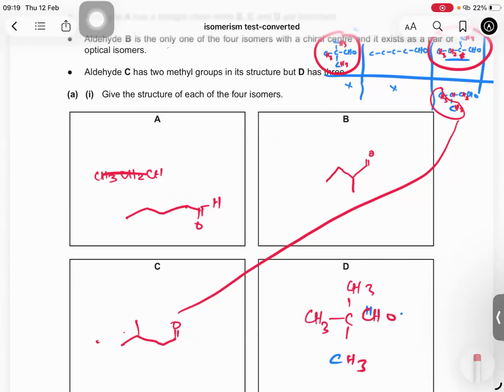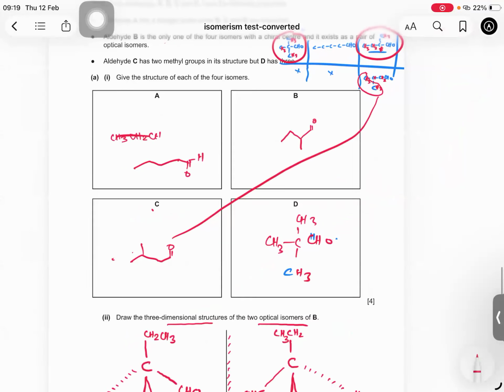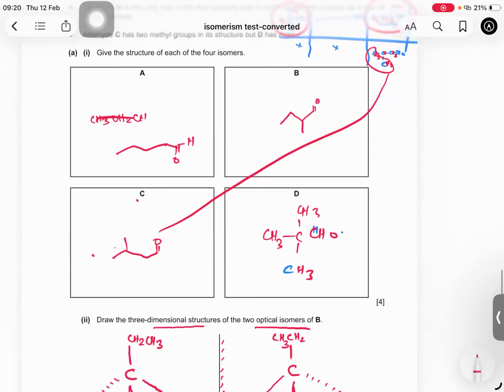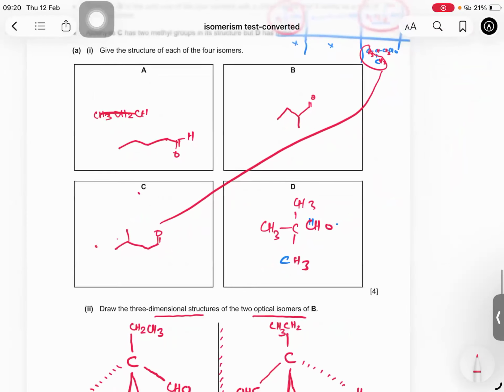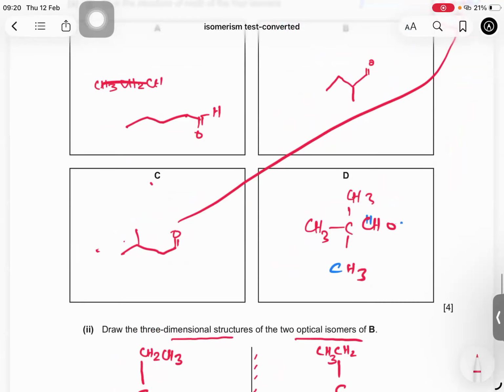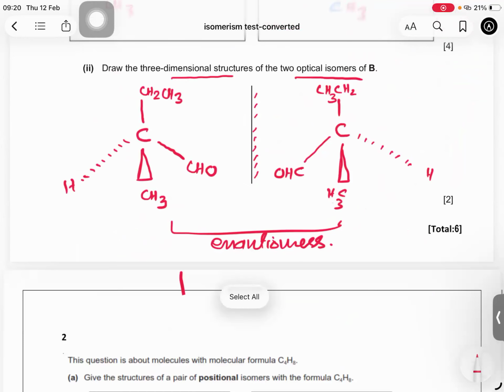या कर सकते हैं, no restriction. Okay, आपकी अपनी मर्जी है, you can draw anyone. Structures आप कोई भी draw कर सकते हैं. When he asks you to draw the structural formula, displayed formula or skeletal, then you have a restriction. दो है ना, ये वाला भी मिथाइल है और ये वाला भी मिथाइल है. Okay. Next, draw 3-dimensional structure of 2 optical isomers of B.